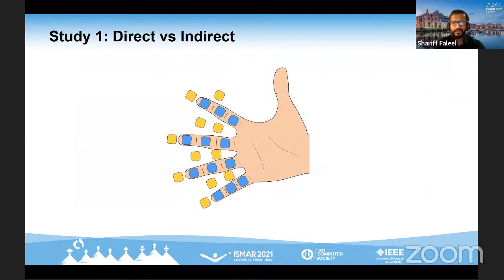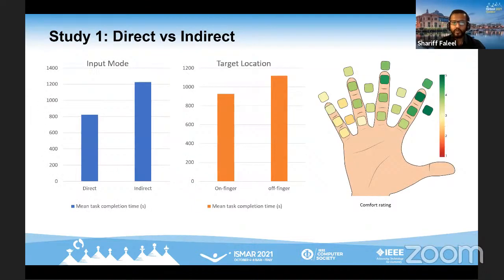We also consider the target locations on the hand, on finger and off finger. Overall, we observe that interacting with targets that are directly placed on the hand performs much faster. And also, we asked the participants to rate the different target locations, similar to some of the previous works that have looked at the functional workspace of the hand. The ratings that we observed are very similar to what we've seen in previous studies.